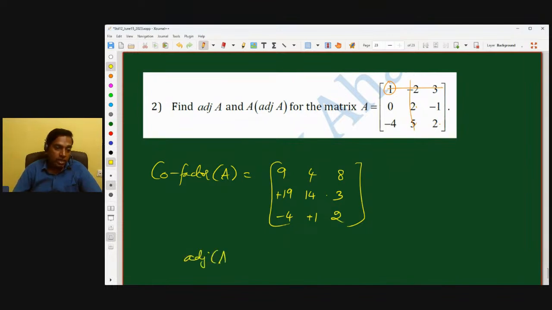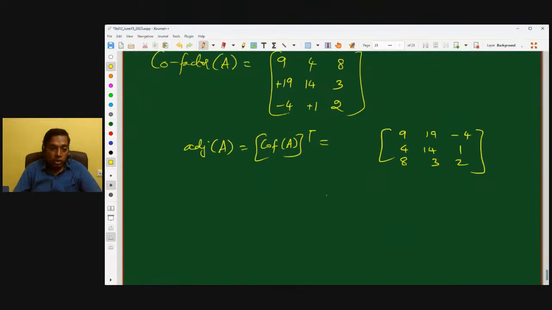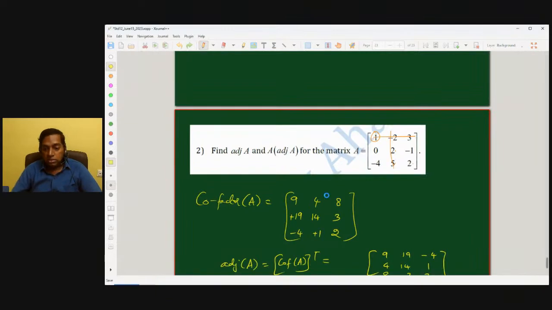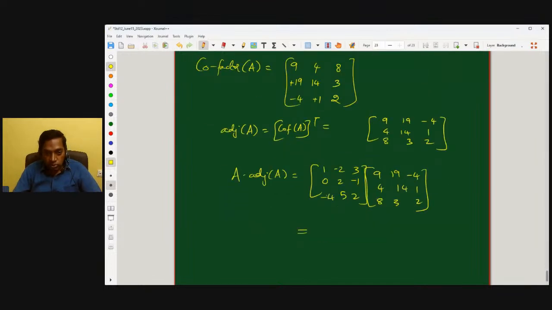So adjoint A is cofactor of A transpose, which is 9, 1, 9, minus 4, 4, 14, 1, 8, 3, 2. A into adjoint A equals 1, minus 2, 3, 0, 2, minus 1, and minus 4, 5, 2, times 9, 1, 9, minus 4, 4, 14, 1, and 8, 3, 2. So if you multiply, you will get 1 into 9, minus 8, 1 plus 24, 25. The other entries will be 0, 0, 9, 0 plus 28 minus 3. So this is what you will get.